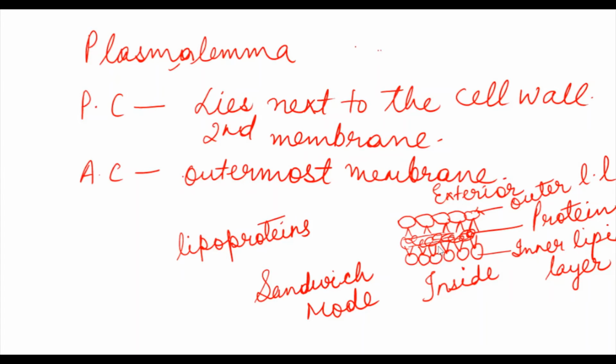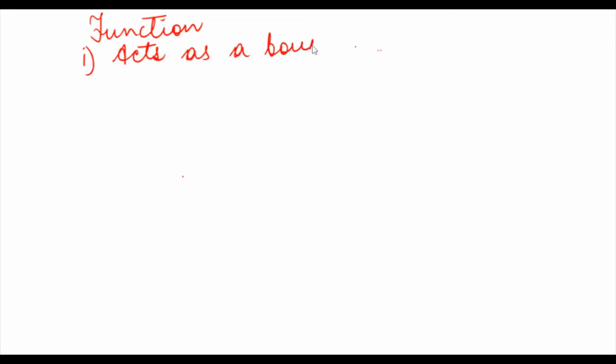Next is, children, functions of plasma membrane. As I told you, plasma membrane is living, it is porous in nature, so its function also depends upon its structure and nature. The very first function, let me just write it. The very first function is the plasma membrane acts as a boundary wall.